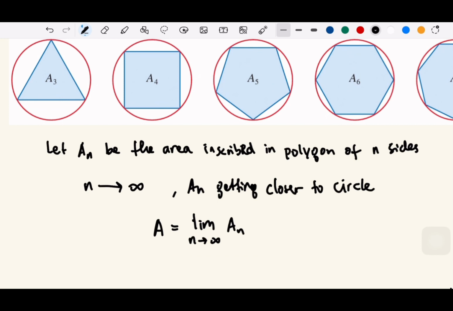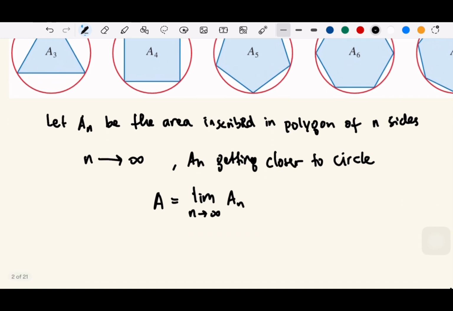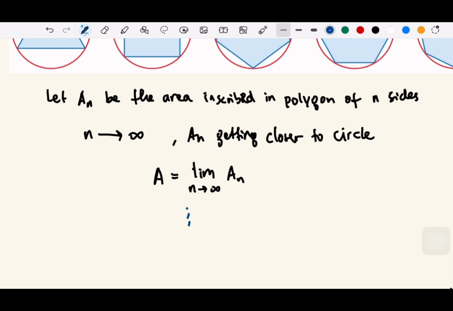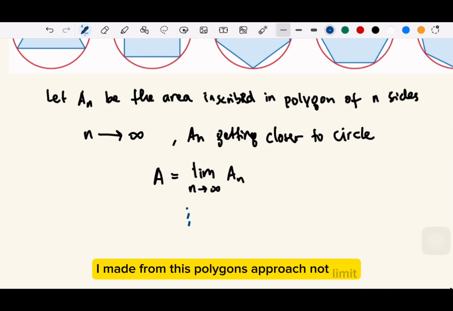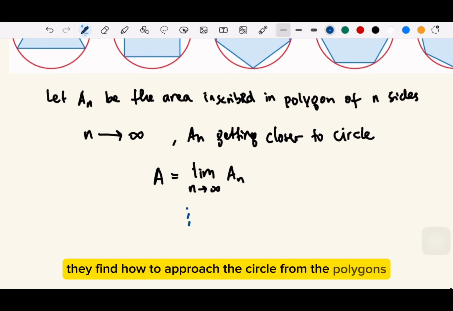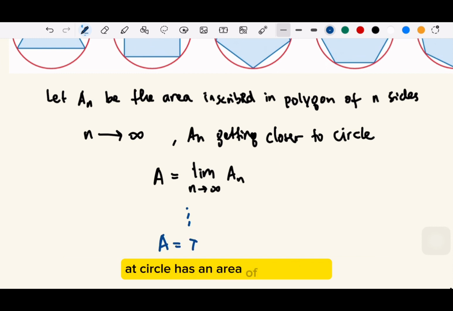And later on, the Greeks found, from this polygons approach, not limit, since limit is around the 17th century, Newton, Leibniz, that time. But the Greeks found how to approach the circle from the polygons, and they found that, as we know and apply in daily life, a circle has an area of pi r squared.